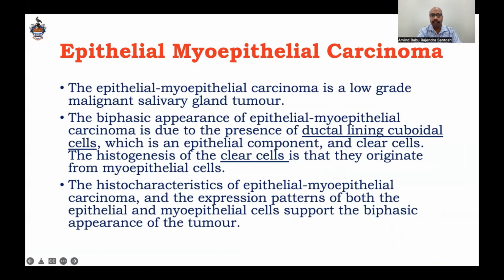And the next thing is the epithelial-myoepithelial carcinoma. Epithelial-myoepithelial carcinoma is a low-grade malignant salivary gland tumor. The biphasic appearance of epithelial-myoepithelial carcinoma is due to the presence of ductal lining cuboidal cells, which is one cell component, and another cell component, which is the clear cell component, which is seen in the microscopic specimen. The histo-characteristics of epithelial-myoepithelial carcinoma show the expression patterns of both epithelial and myoepithelial cells, which supports the biphasic appearance of the tumor.